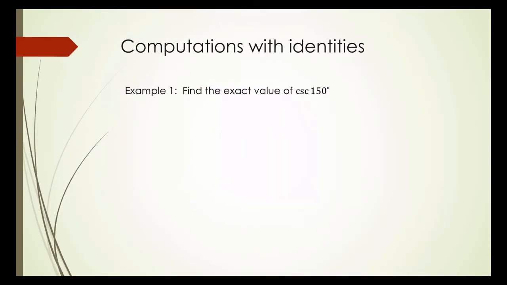To compute values of the other 4 trig functions, we need to use identities and an awareness for the values of sine and cosine. Here's an example. Find the exact value of cosecant of 150 degrees. We'll use the reciprocal identity for cosecant that says that cosecant of theta equals 1 over sine of theta. Therefore, if I were to take cosecant of 150 degrees, I would use the identity and rewrite it as 1 over sine of 150 degrees.